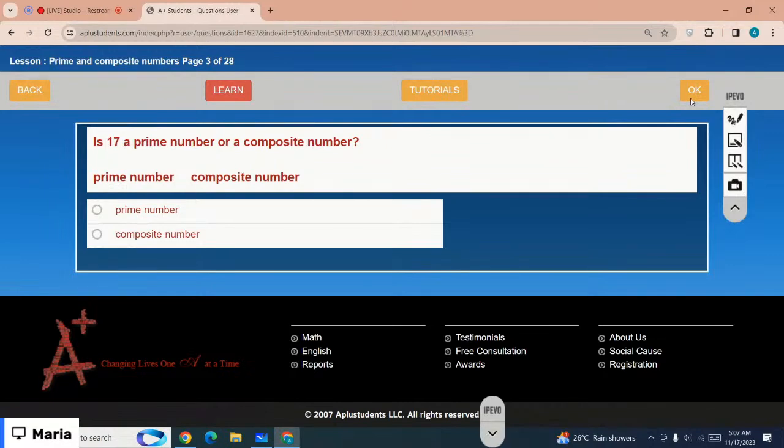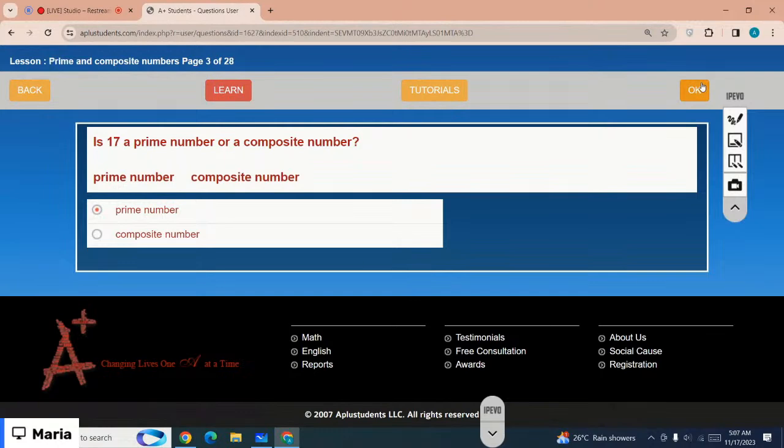Is 17 prime or composite? 17 times 1 is 17. Do we have any other two numbers that when multiplied make 17? No, we don't have any other two numbers other than 1 and 17. So 17 is a prime number because 17 has only two factors. Very good.